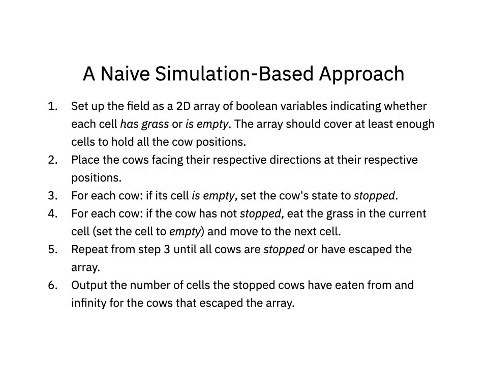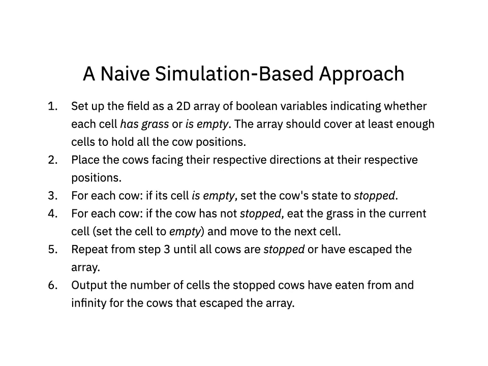A naive approach would be to model the field as a 2D array of Boolean variables that records whether each cell contains grass or a rut. We could then place the cows in their respective cells facing their respective directions and then step through the simulation using the given rules hour by hour, having the cows eat the grass as they move and keeping track of how much grass each cow has eaten, until all the cows have either hit a rut and stopped or escaped the array. In fact, this is the algorithm that was used to generate the animations in this presentation.